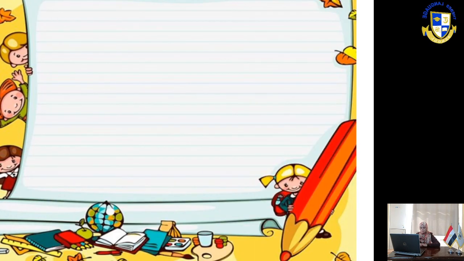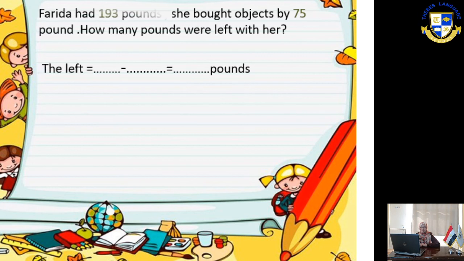Another story problem. Farida had 193 pounds. She bought objects for 75 pounds. How many pounds were left? Left means minus. So it's 193 minus 75, and you give the answer in pounds.